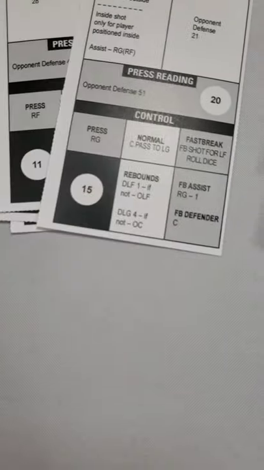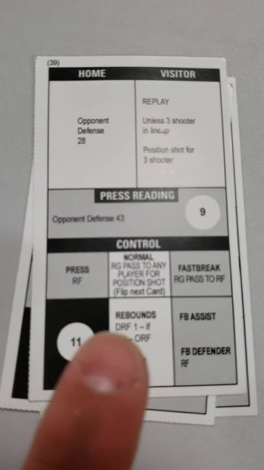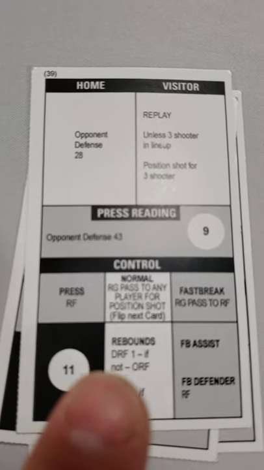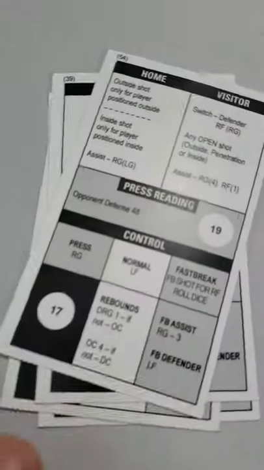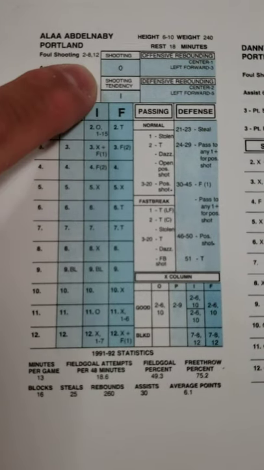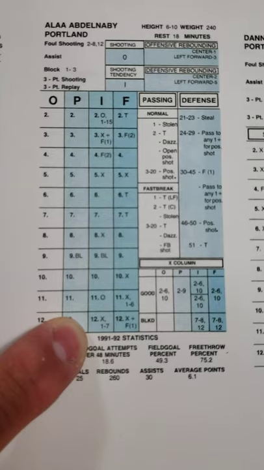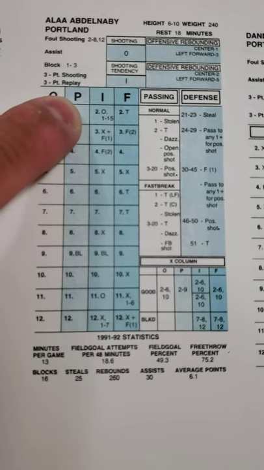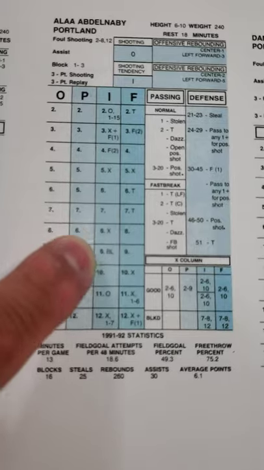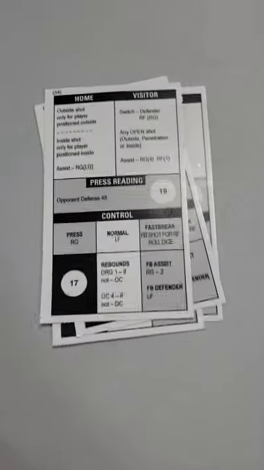But in our case here, this said right guard pass to any player for position shot. So let's just say the Knicks had the ball. Wilkins ended up passing to Patrick Ewing. We flip the next card. We automatically now take a position shot for Patrick. He usually would be an inside player, so you would take an inside shot. Let's make believe it was passed to this guy. Then you would take an inside shot for this particular player. If he was taking an outside shot, it would be under here: penetration, fast break. So position shot, he's rated inside. So you would take an inside shot by rolling the dice and seeing what the play is.